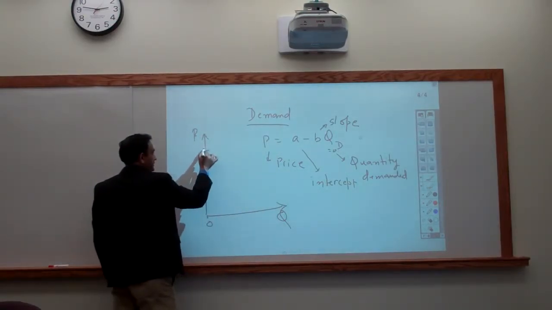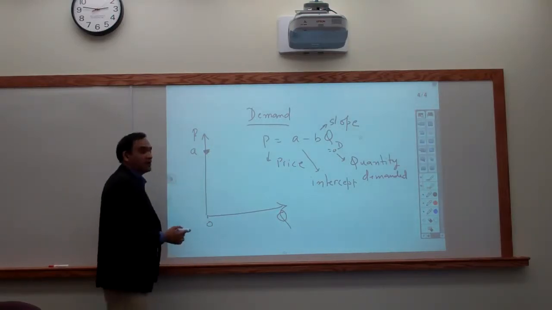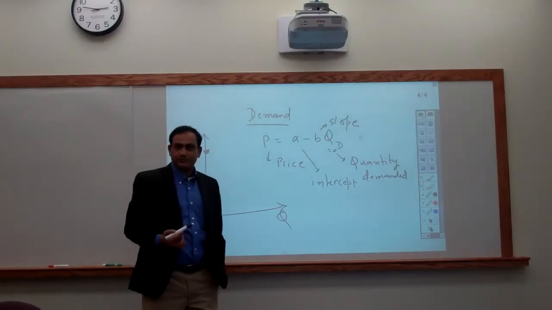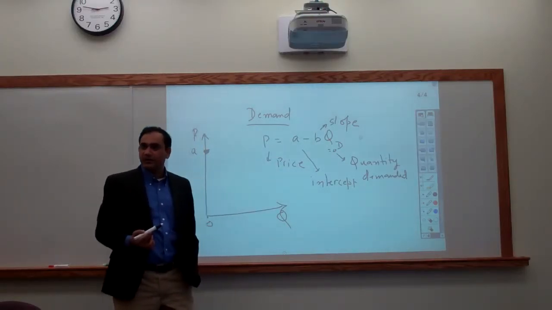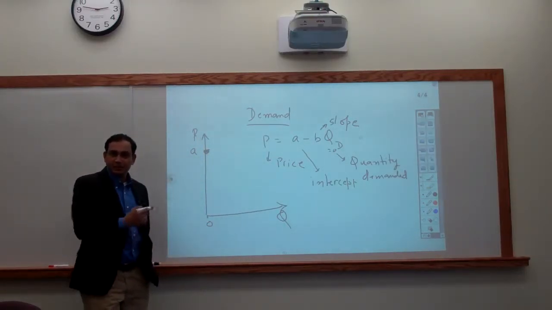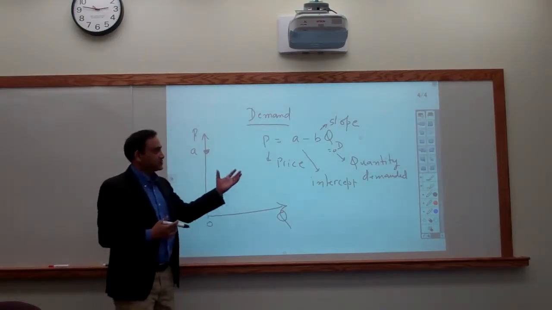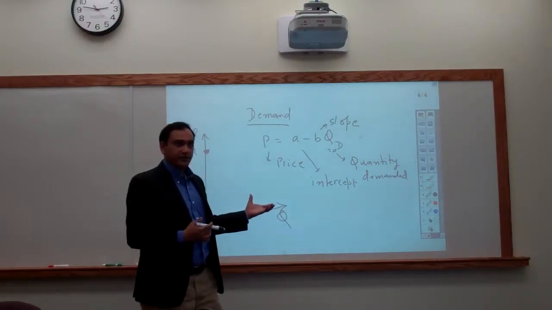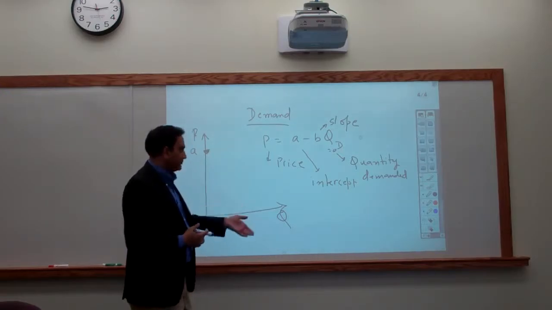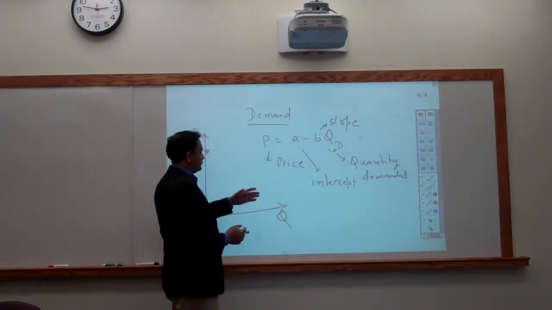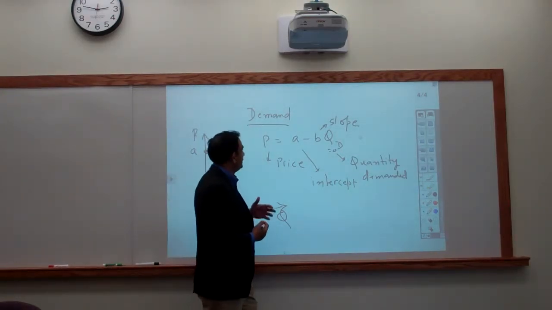So let's say price is here, A. When price is A, quantity demanded is 0. Okay? Is that fine with everybody? So that's your y-intercept. And after that, as you can see, it has a slope of negative B, right? Slope is negative B here. So if you draw it, you need another point to draw.